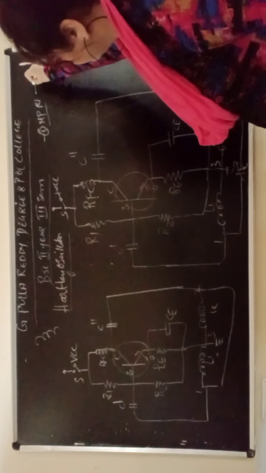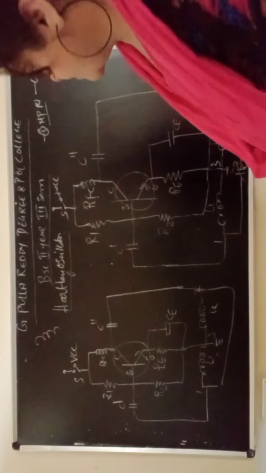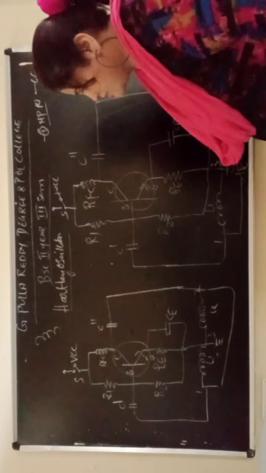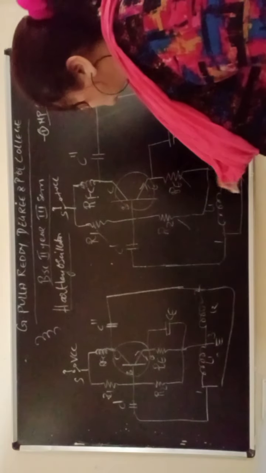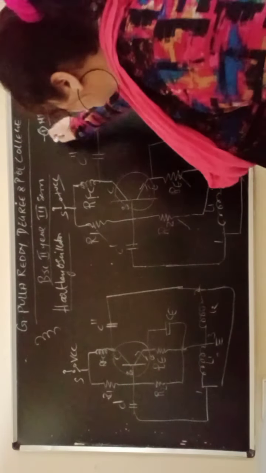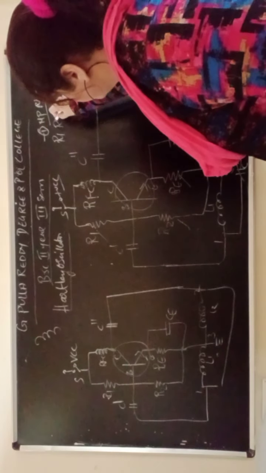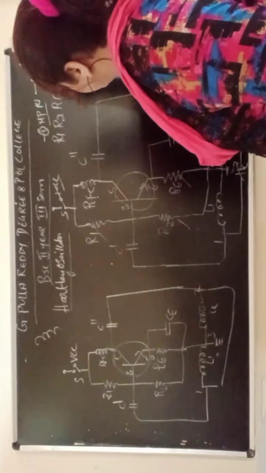NPN transistor, which is common emitter type. Then here resistor R1, R2, RE and plus VCC.